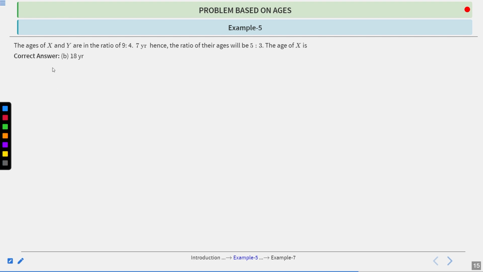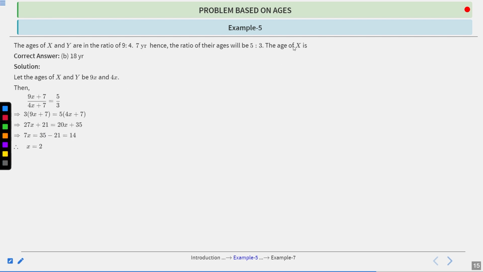So we can calculate the value of X's age. So see the solution. Let X and Y's ages be 9x and 4x. Then we can say that (9x + 7)/(4x + 7) equals 5/3. Now we cross multiply these equations. So we get 3 into the bracket (9x + 7) equals 5 into (4x + 7). When we solve, we get 27x + 21 equals 20x + 35, which gives 7x equals 35 minus 21, which equals 14. So we got x equals 2.